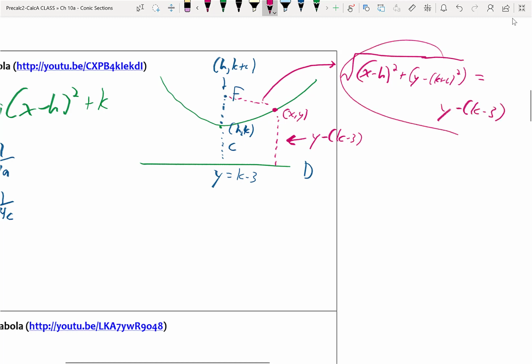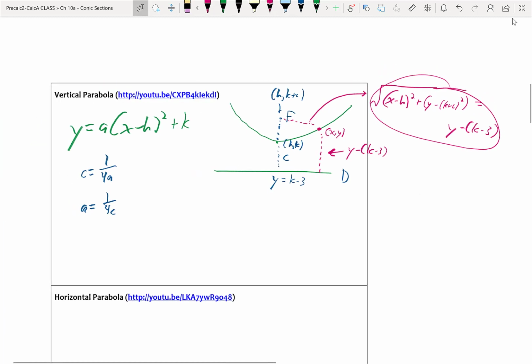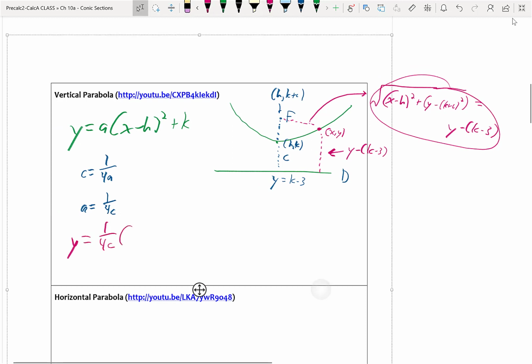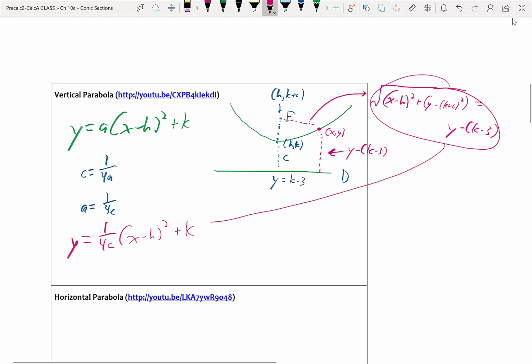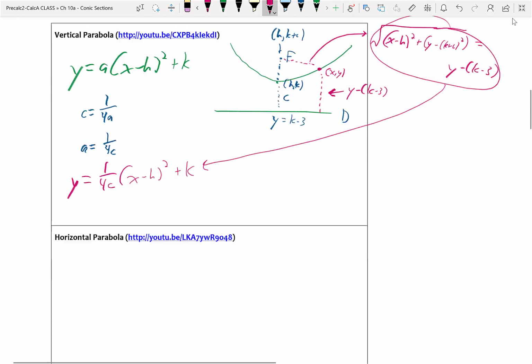If you take this and work it around, you're actually going to get y equals 1 over 4c times (x minus h) squared plus k. That's kind of longer than I want to spend time on at the moment.